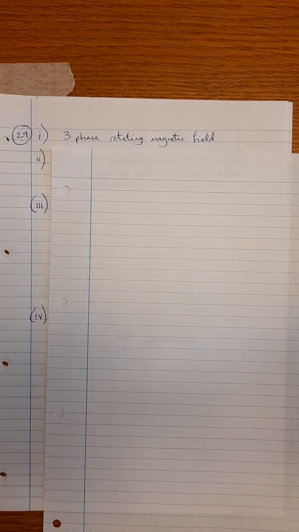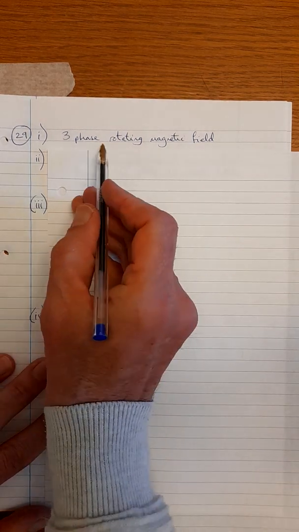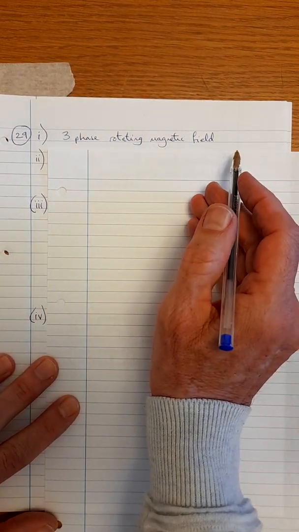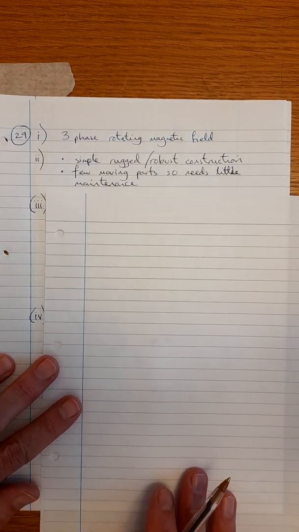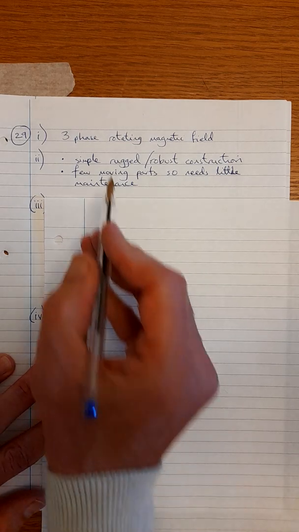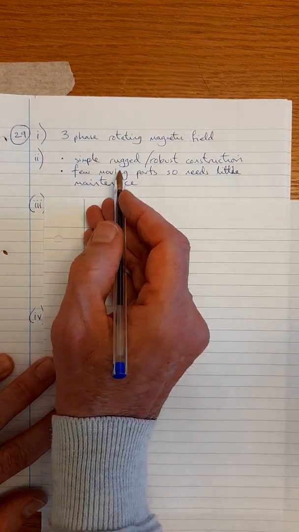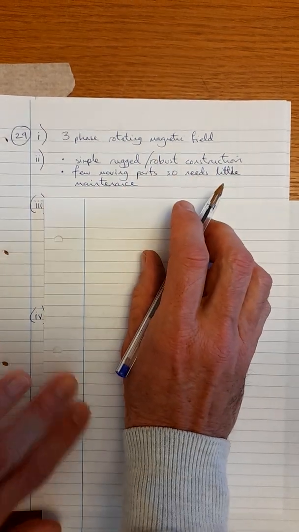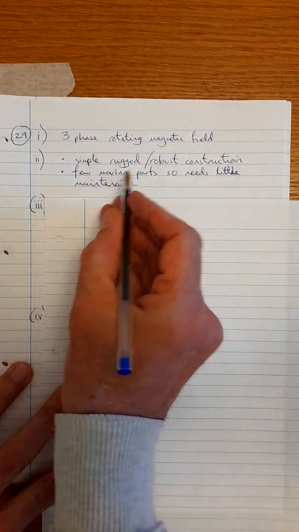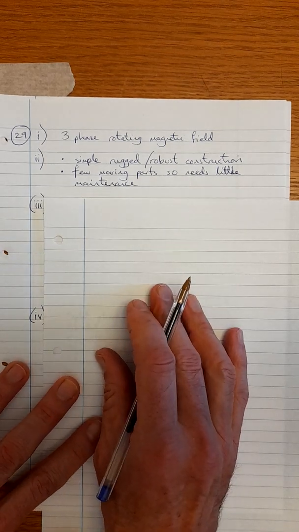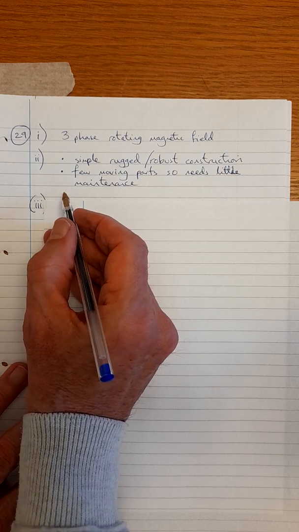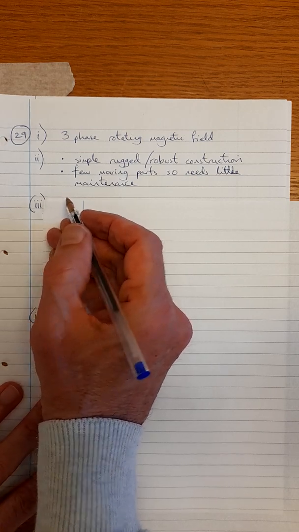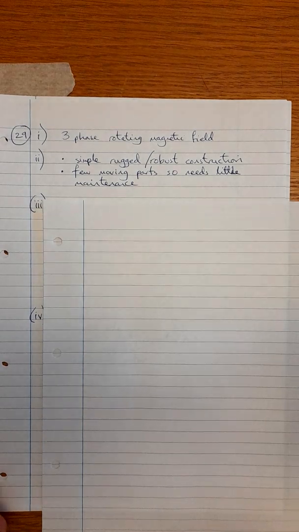So the first part, state what makes a three-phase induction motor begin to turn. Well, it's the three-phase rotating magnetic field. Part 2, state two advantages of a three-phase induction motor. There are many, but a couple of the simplest ones are its simple, rugged and robust construction. As a result, there are few moving parts, so it needs little maintenance. There are other factors, for example, it doesn't have brushes, therefore it doesn't spark, so it could be used in an explosive atmosphere.